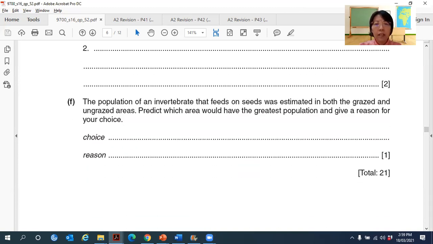The population of an invertebrate that feeds on the seeds was estimated in both the grazed and ungrazed area. Predict which area will have the greatest population and give a reason for your choice. So this invertebrate feeds on the seeds. So which area between these two areas, grazed and ungrazed, do you think you'll be able to find more of this invertebrate?